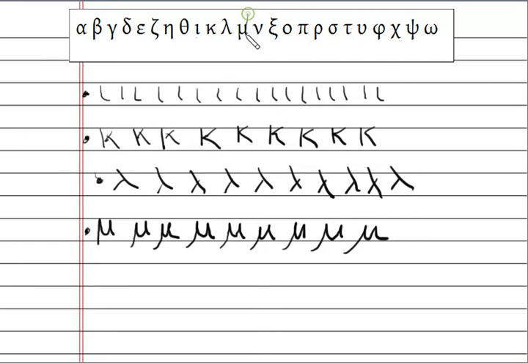And that is the halfway point. That mu represents the halfway point in the Greek alphabet. So you're halfway there. One more time. Say it with me. Alpha, beta, gamma, delta, epsilon, zeta, eta, theta, iota, kappa, lambda, mu.